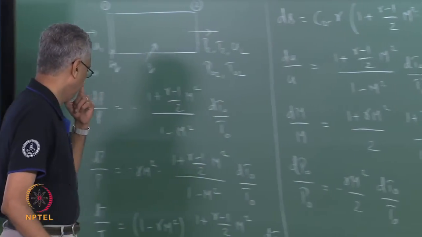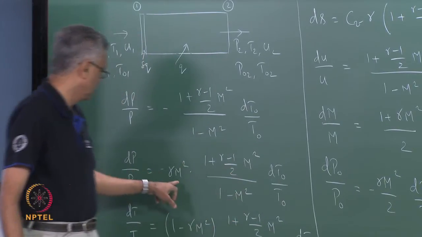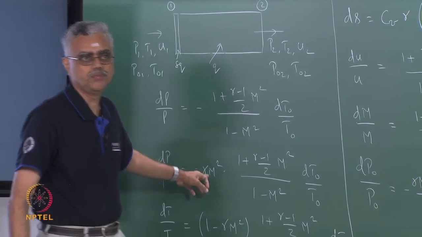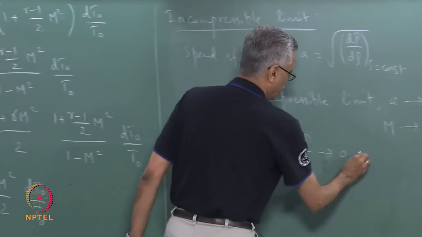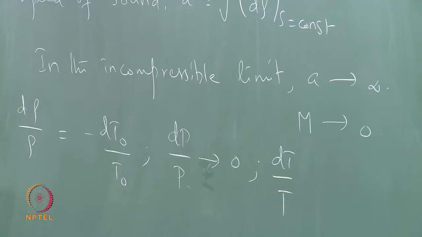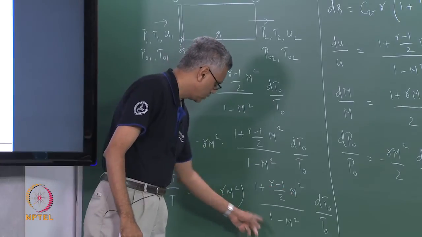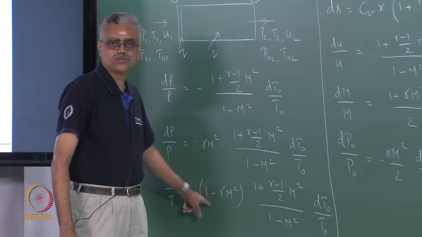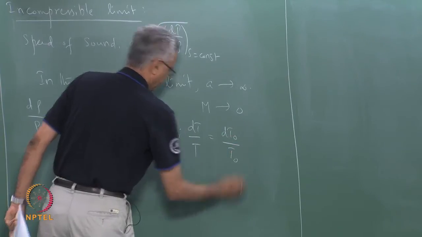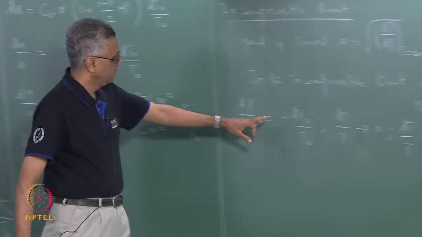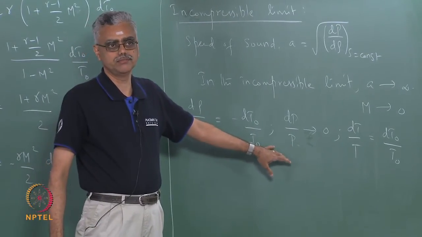dP over P. dT naught is positive, this quantity as M goes to 0, this goes to 1, this also goes to 1, but notice that this goes to 0. So, dP tends to 0 as M goes to 0. And what about dT over T? dT over T is given over here, this term goes to 1, this term also goes to 1 and this term also goes to 1. So, dT over T is dT naught over T naught. So, you see mathematically that for an incompressible fluid, addition of heat, dT naught is positive, does not cause a change in pressure.